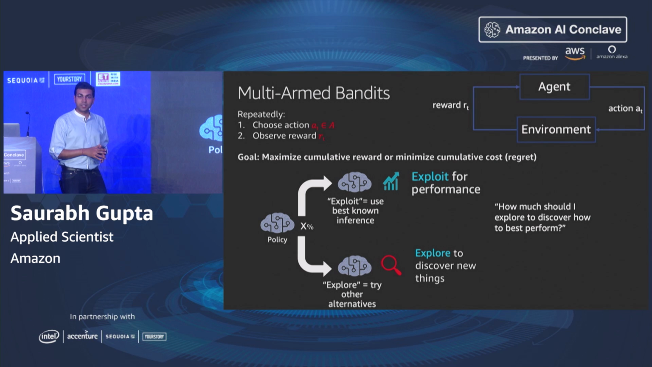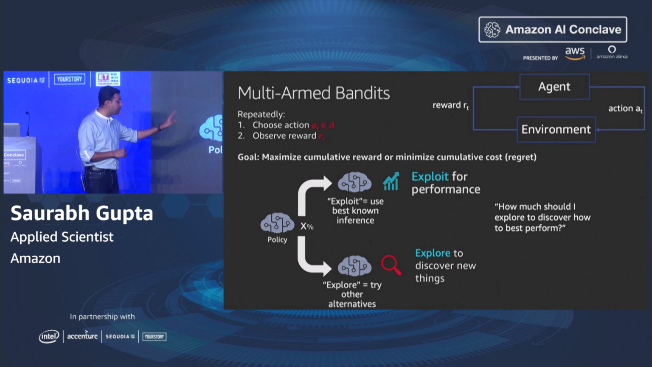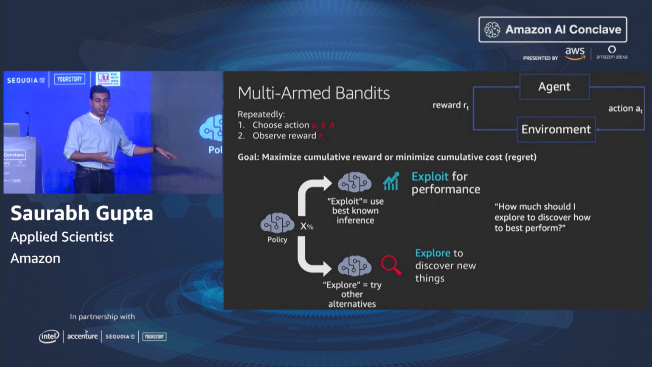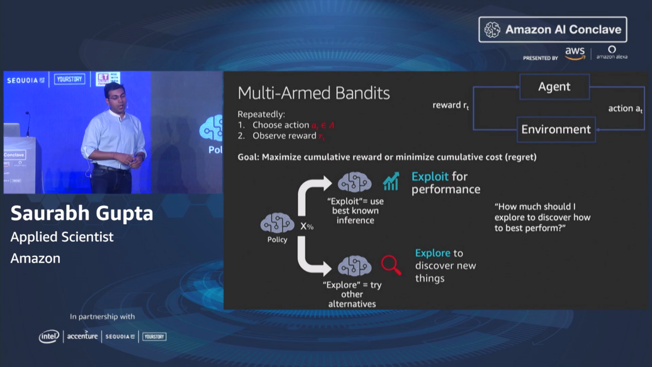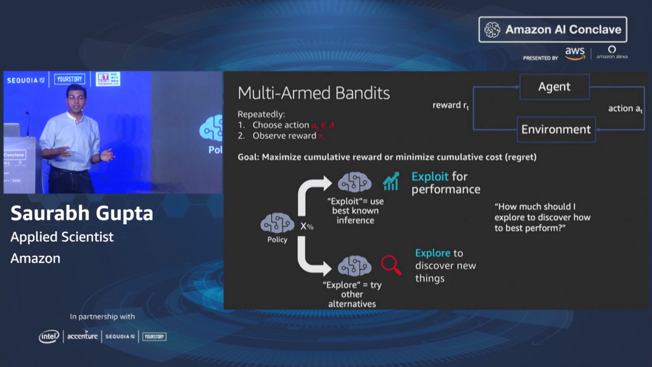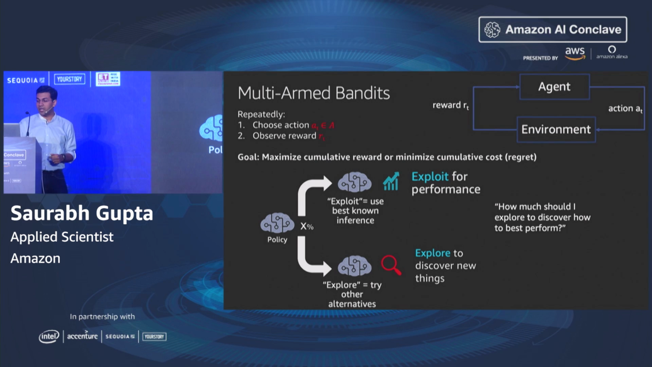At every time step, the bandit has to decide between these two. It has to decide whether it should explore, try other alternatives, and discover new things, or whether it should exploit. What that means is whether it should take the action that it thinks is the best one, so it exploits for performance. This X percentage keeps on varying dynamically. There are different algorithms which can adjust this X over time. So we'll see how that works.